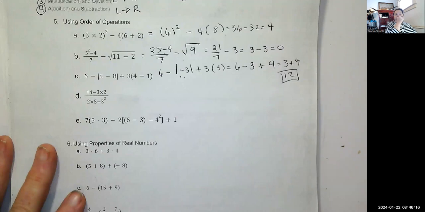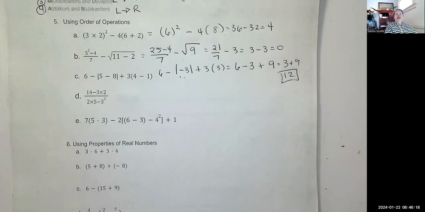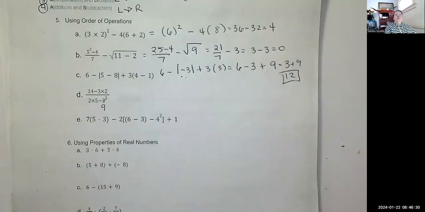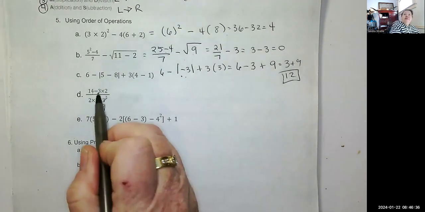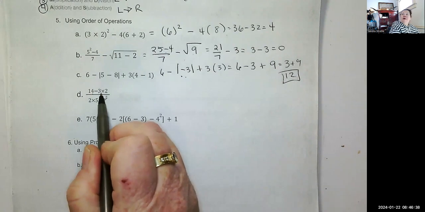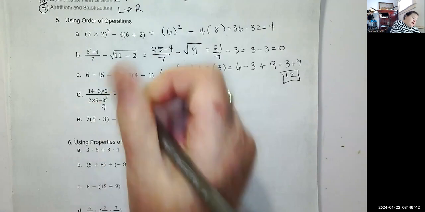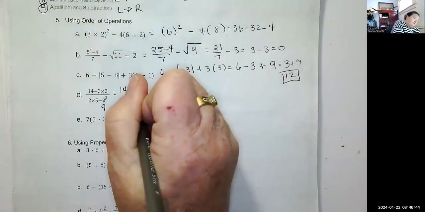Look at the next one. 14 minus 3 times 2 over 2 times 5 minus 3 squared. Well, parentheses, we don't have any. Exponents would be next. So that 3 squared is going to be a 9. I would do that. And then next is just left to right multiplication and division. So you are not going to go 14 minus 3. That would be no bueno. So you're going to leave the subtraction alone, and you're going to go ahead and do your multiplication first.